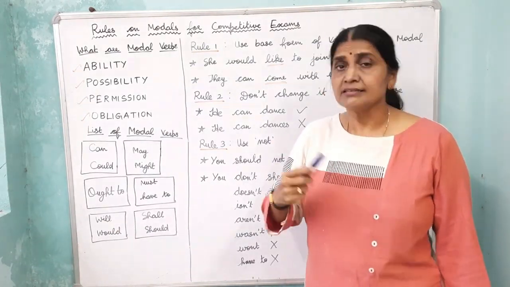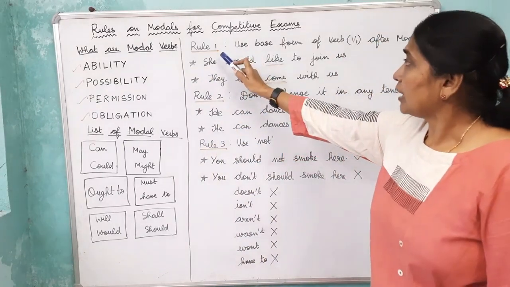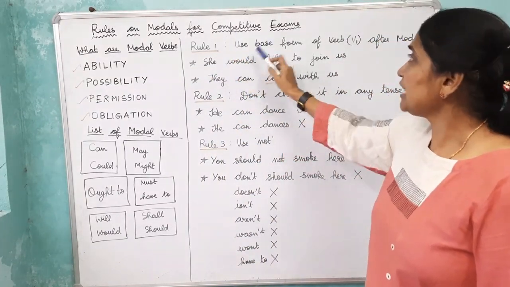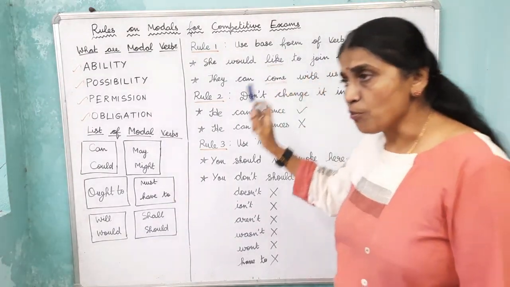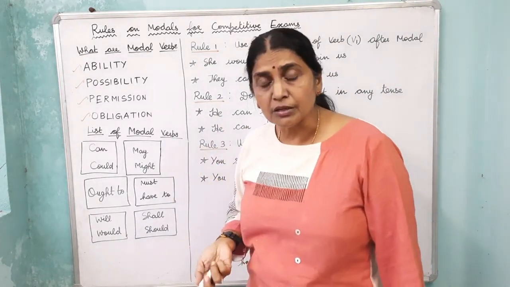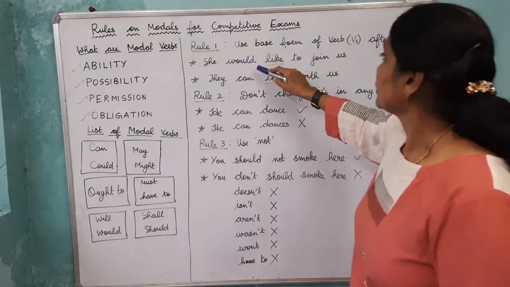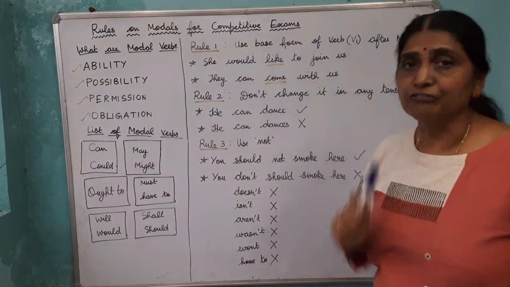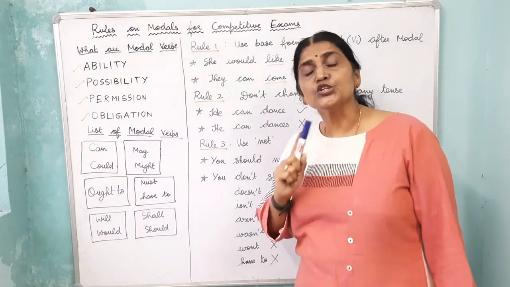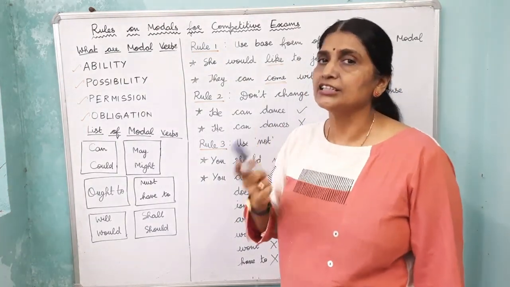read, write, etc. Now, as per rule 1, we have to use the base form of the verb after the modal. These modal verbs or the auxiliary verbs or the helping verbs are used before the base form of the verb, and you should not use the verbs in different other forms.